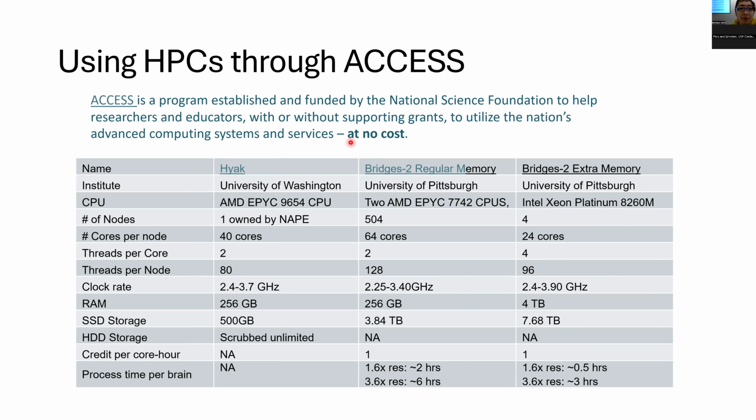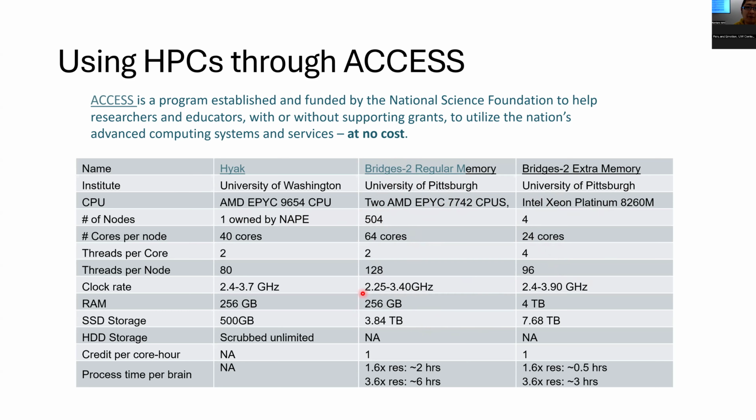In the meantime, if you get access through ACCESS, it's not like you have your own node, but you get access to a bunch of resources. What we will be using today is an HPC called Bridges-2 at the University of Pittsburgh. They offer 504 nodes for the regular memory type and 4 nodes for the extreme memory type.